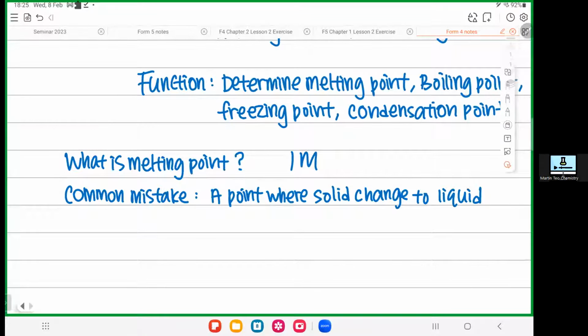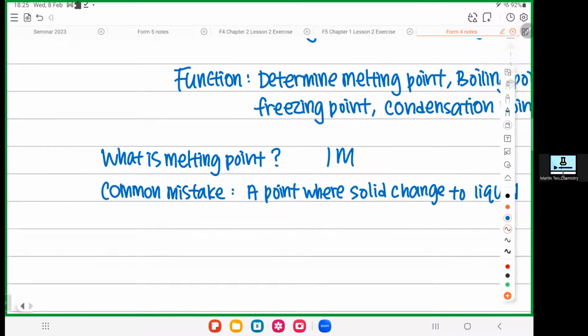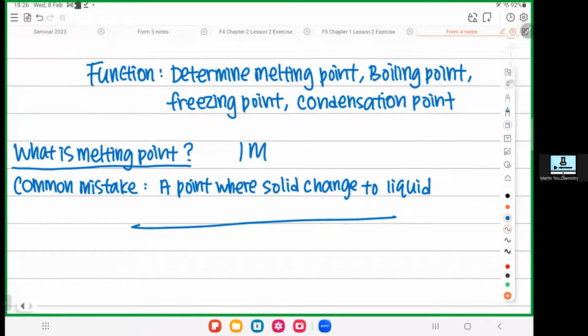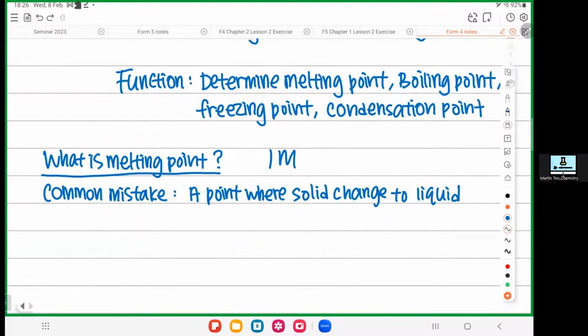What is melting point? Melting point is a point where solid change to liquid. So if you write this answer, 0, no marks. Why? The whole answer actually is okay, but there's one word goes wrong. In chemistry, if you write the wrong keywords, although only one word is wrong, everything is wrong.